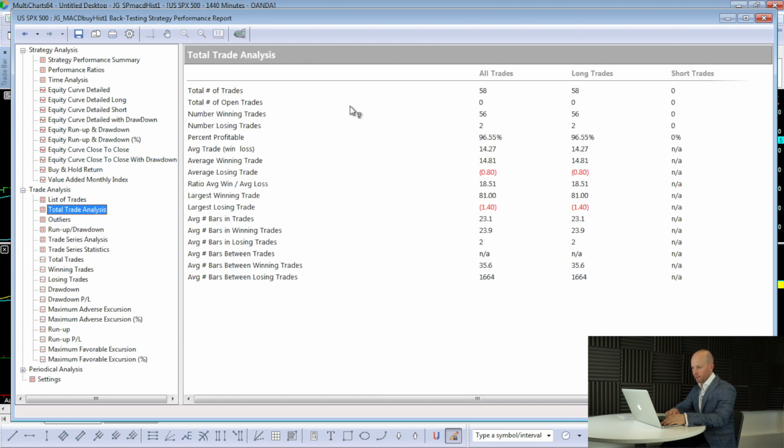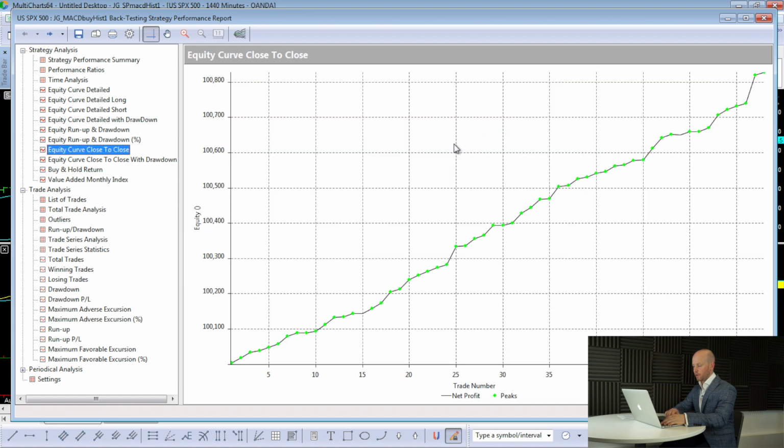Looking at the total trade analysis, we've got 58 trades and a percent profitable of over 96%. Really accurate. The average trade value is an average trade of 14 points. The largest losing trade was only 1.4 points, and the largest winning trade was actually 81 points, so that's massive. But to get that 81 points, or to get that average trade of 14 points, we have had to sit through some big drawdowns. Nonetheless, we know it's a very accurate strategy using that MACD indicator.